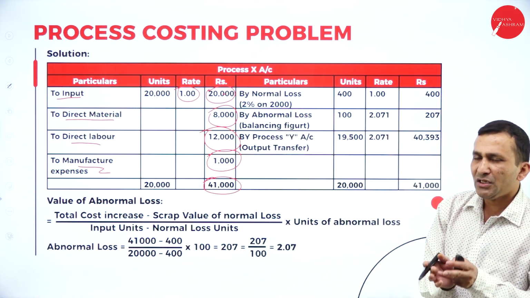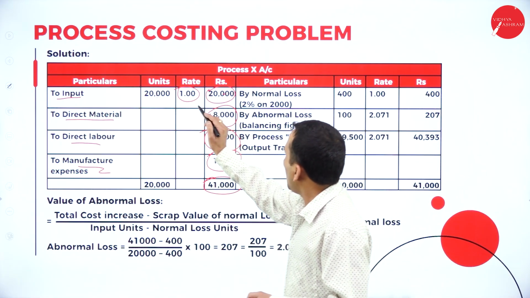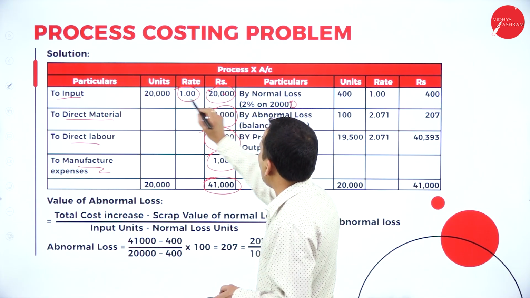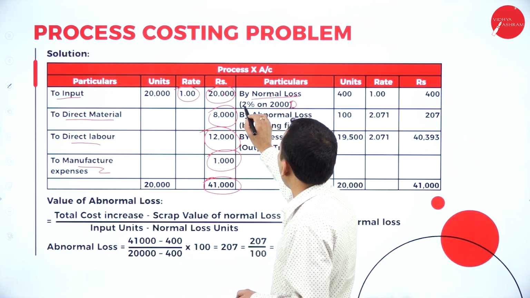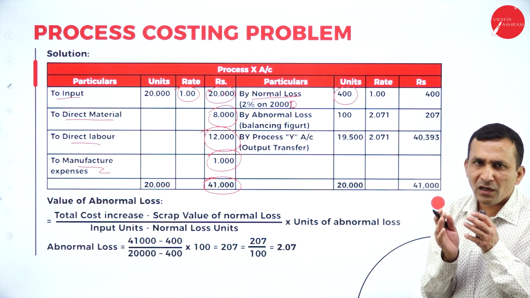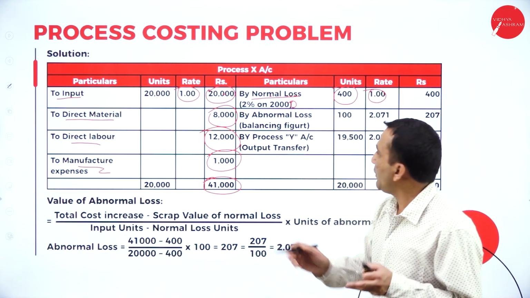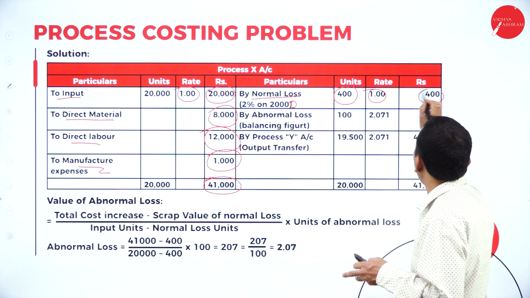Obviously, in the question, the normal loss percentage is clearly specified. The total units we introduced are 20,000. 20,000 into 2% means we are getting 400 as the normal loss units. So at the rate of 1 rupee, the scrap value is given. You need to multiply. We are getting 400.